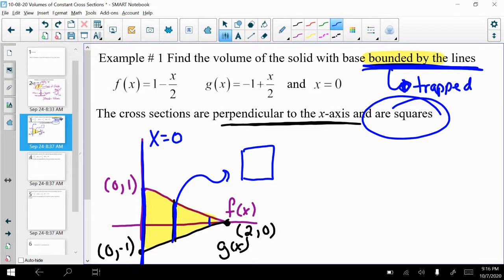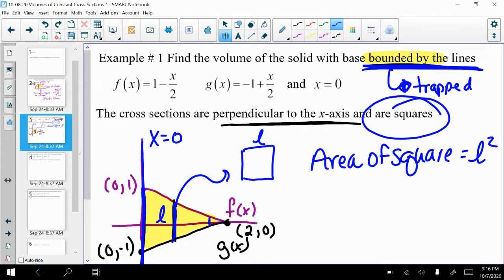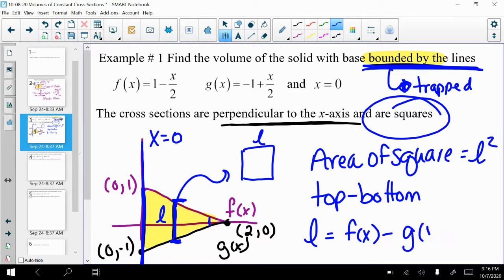So this distance right here is my side length of my square. Let's call it L for length, because I don't like to use S because my S's look like pies. I know that the area of my square is just L squared. But can I find this height, L? You guys are like, of course we can. That's just a top minus bottom situation. So L is the top, which is f of x, minus the bottom, which is g of x.